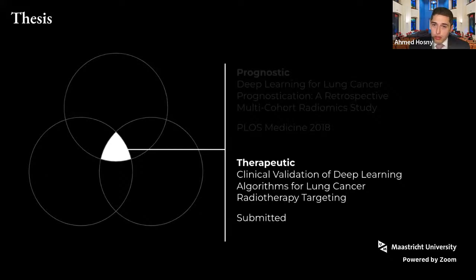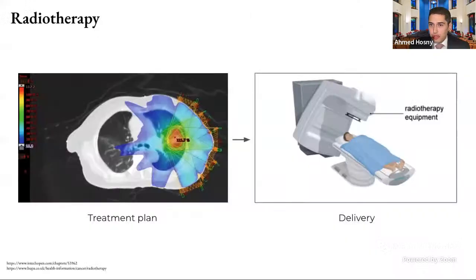Moving on to the second project. And for that, we will first introduce radiotherapy. And so radiotherapy together with surgery and chemotherapy are the three most common cancer treatments that we have today. And so doctors will use a patient's CT image to produce a treatment plan. And this is what you see on the left. And only after that, radiation can be delivered to the patient, as you see on the right.